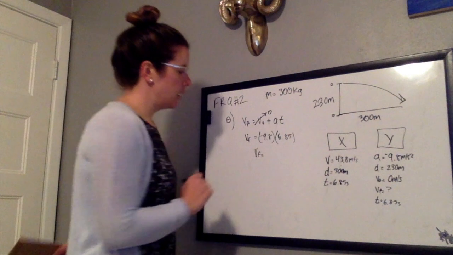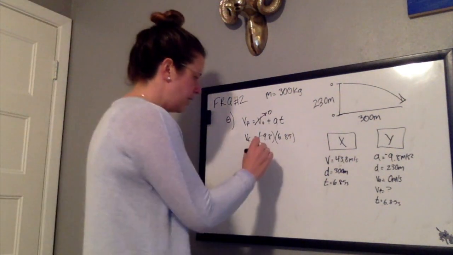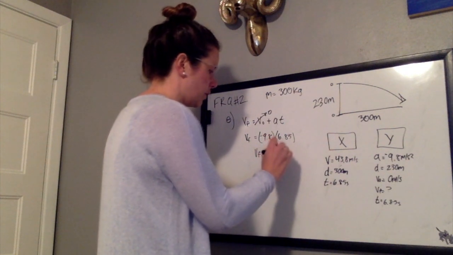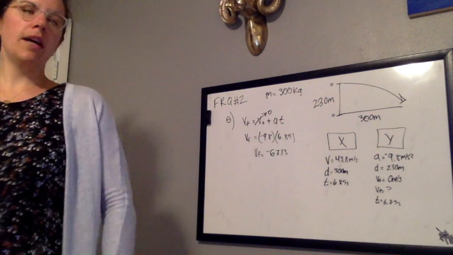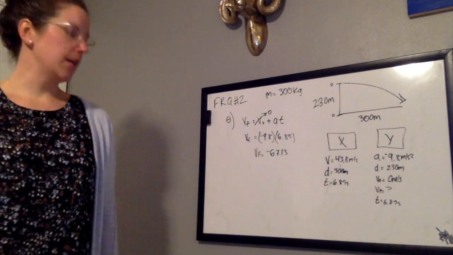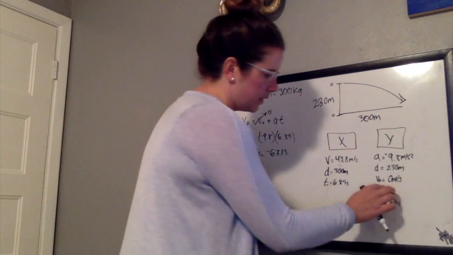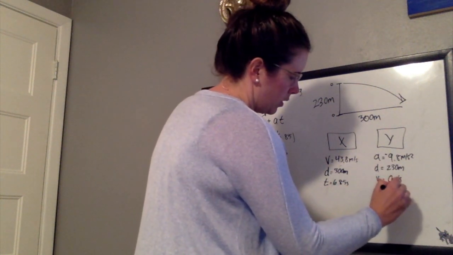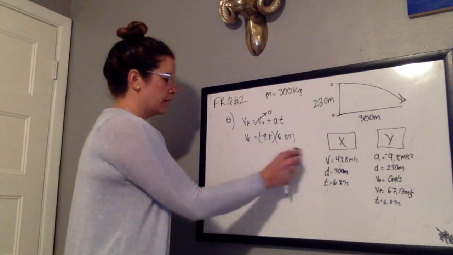Plug those in and you get negative 67.13. The reason why this is negative is because the velocity vector is pointing towards the ground. Do not stress if the number is negative. It is totally fine in this case. Cool. Awesome.